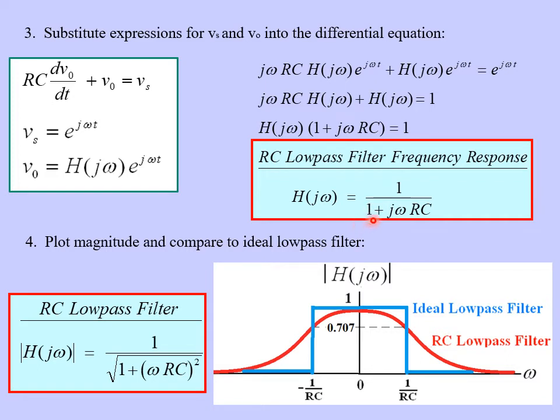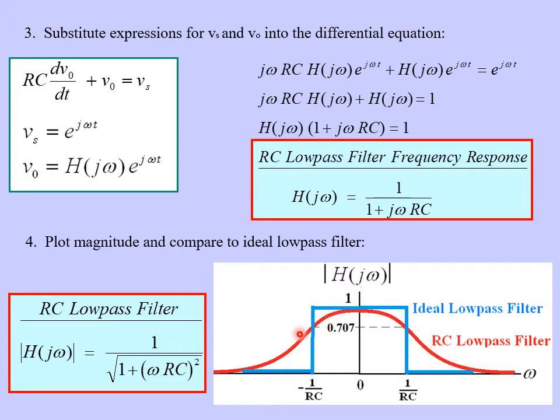So the magnitude of this, you can get it by multiplying top and bottom by 1 plus j omega RC. Basically, what you're doing to find the magnitude is you're using the Pythagorean theorem here. So the magnitude here is 1 over the square root of 1 plus (omega RC) all squared. And if you plot this thing, you get this curve shown here in red.